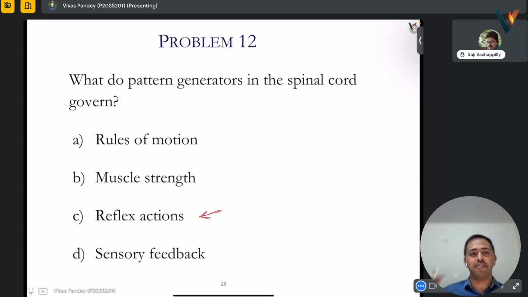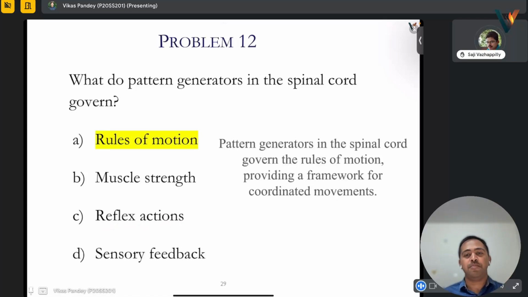When sensory feedback comes, it cannot be reflex action, right? Reflex action happens without feedback. After the reflex action, it gets the feedback through sensory feedback: whether the movement really happened, how much happened, how much has to be corrected. That information comes through sensory feedback. Pattern generators, specifically in the spinal cord, have the rules of motion in them.